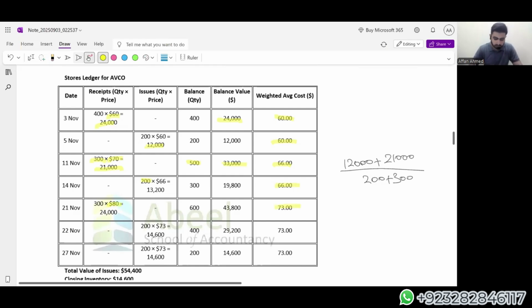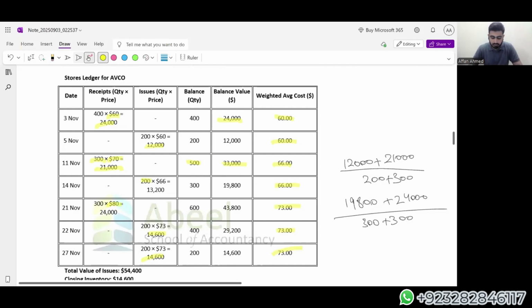Same procedure. 19,800 was the old cost plus our new of 24,000 and divide by our 300 plus 300. So that makes it 73 per unit. Now the next units that are going to be issued will be issued at 73, whether be it now or 2 months later. The average price won't change.